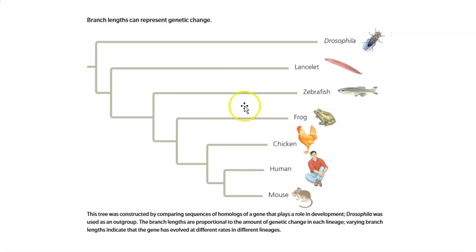Okay, branch lengths can represent genetic change. So this is just comparing sequences of a gene that plays a role in development. Drosophila was used as an outgroup. You can see that the human and mouse are very close. They don't share many differences here. The human shares more differences with the chicken and the frog and the zebrafish and lion, and a crazy amount with Drosophila. So it could represent genetic change.